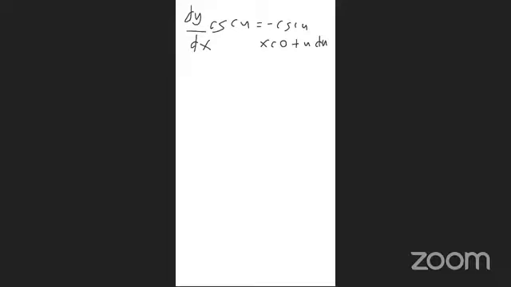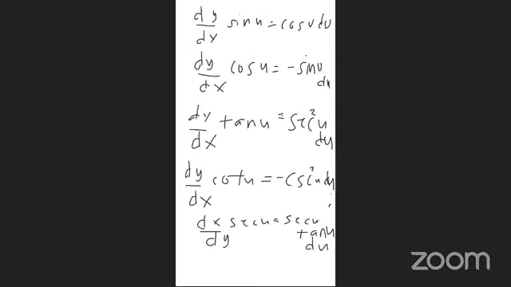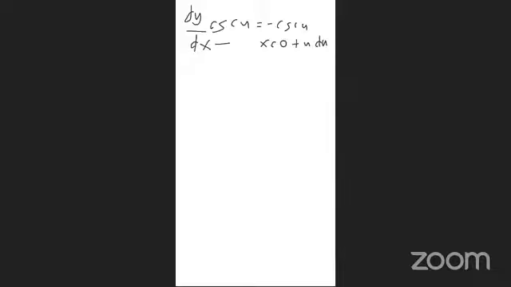So negative CSC u. If you're memorizing this, always remember that the derivatives of cos, cot, or cosecant are always negative. That's how I memorized these formulas way back in first year. So let's go to a sample.